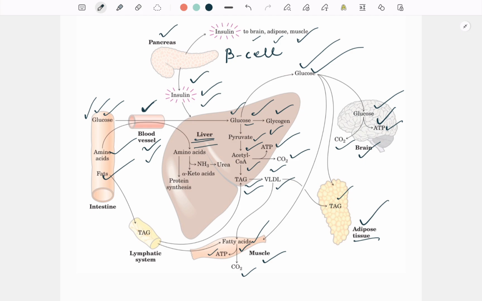Now, we will discuss the amino acids. The amino acids present in the intestine go to the liver via these blood vessels. Inside the liver, the amino acids are converted into alpha keto acid with the liberation of NH3, or ammonia. Eventually, this NH3 is converted into urea inside the liver. Inside the liver, these amino acids are also involved in protein synthesis.